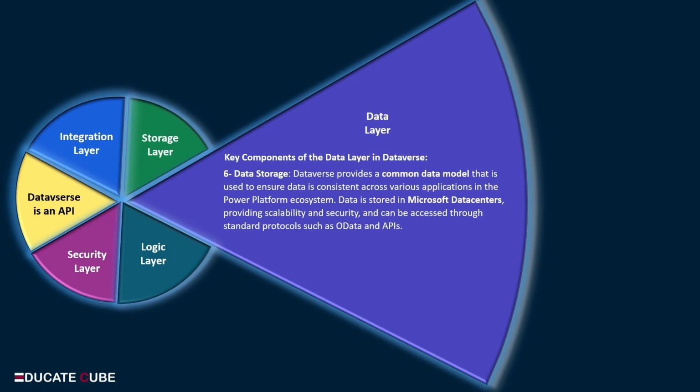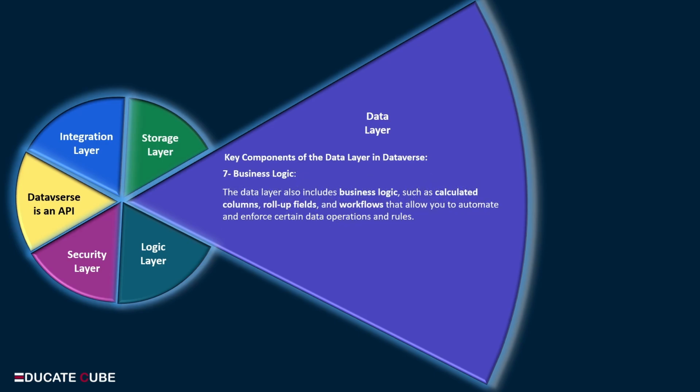Okay. And seventh is business logic. The data layer also includes business logic such as calculated columns, rollup fields, and workflows we have just discussed. Okay, that allows you to automate and enforce certain data operations and rules.